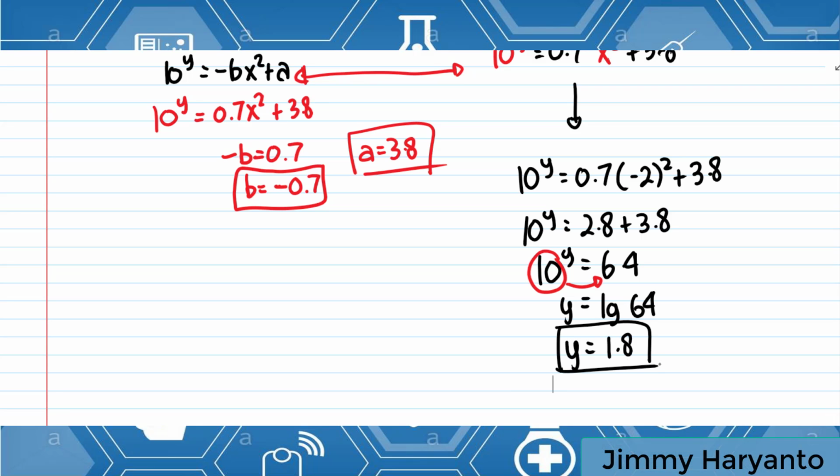Oops, sorry, this should be 6.4. So the result is 0.82. Okay, this is the answer for number 2. Okay, so the odd numbers are done.